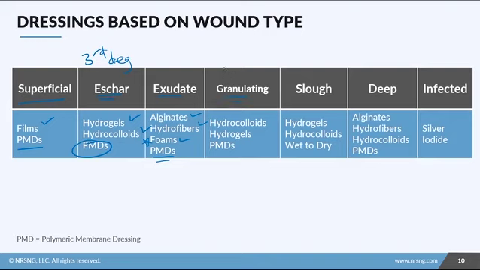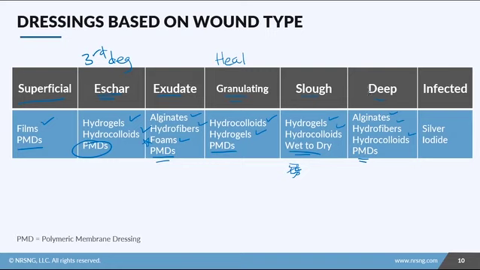For wounds that are already starting to granulate, which means they're already starting to heal and present new tissue, we focus on hydrocolloids, hydrogels, and PMDs. Now, for wounds with a lot of slough, which is dead tissue that's falling off that needs to be debrided, we're going to use hydrogels and hydrocolloids, and we'll also often use simple wet to dry dressings. As that wet gauze dries, it will bring the slough off with it when you pull it out of the wound. For super deep wounds, we'll look at alginates, hydrofibers, hydrocolloids, and PMDs.